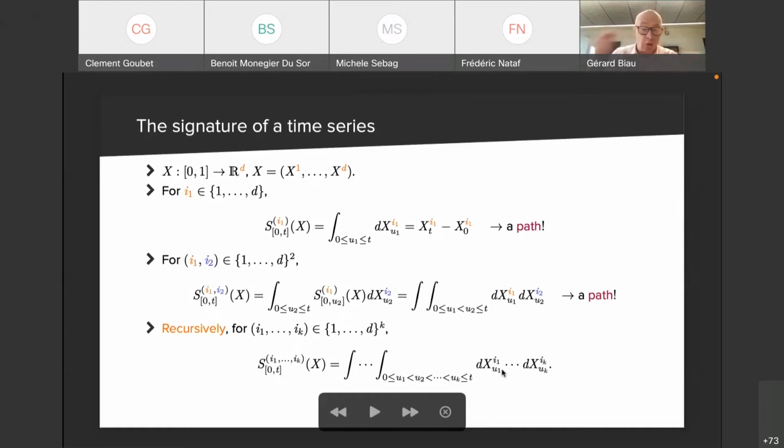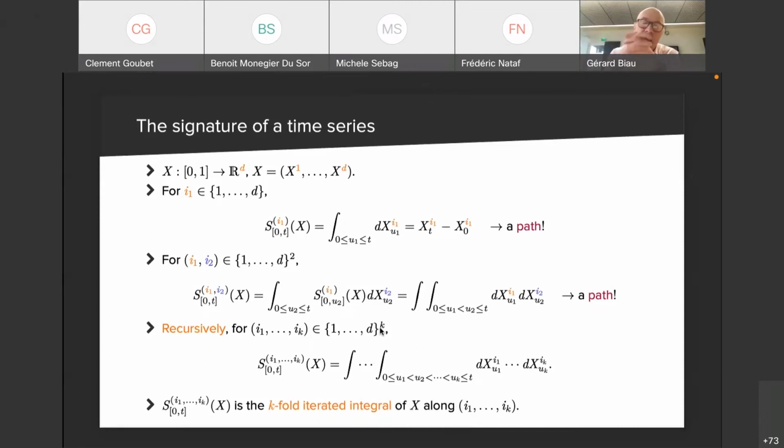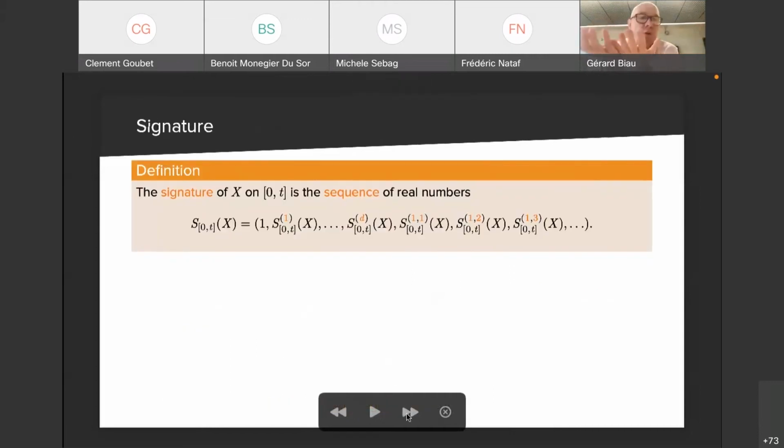iterated integral. Of course, it's non-commutative, I mean, the coordinates are playing one against each other. So I mean, A1, A2 is not the same as A2, A1. And it's called the k-fold iterated integral of x along A1, ..., AK. And this is the sequence of all these iterated integrals, which are real numbers, which is called the signature of my path, or my process x.